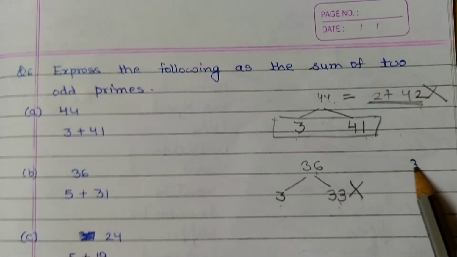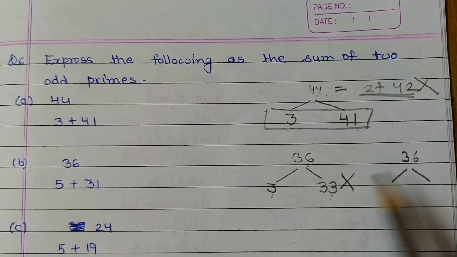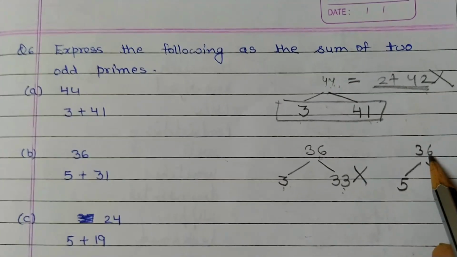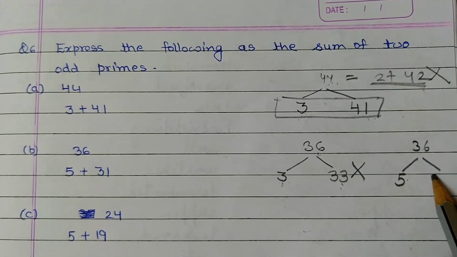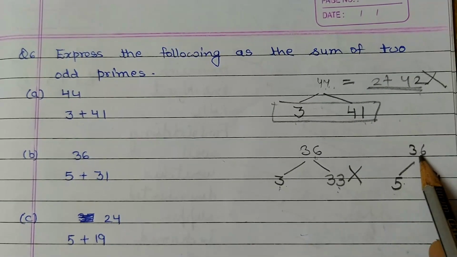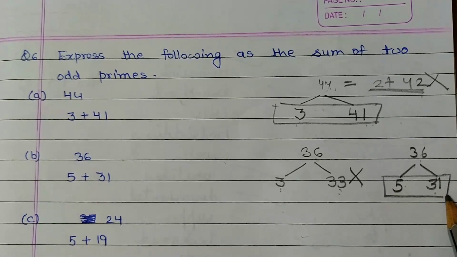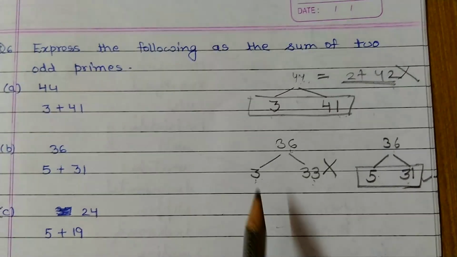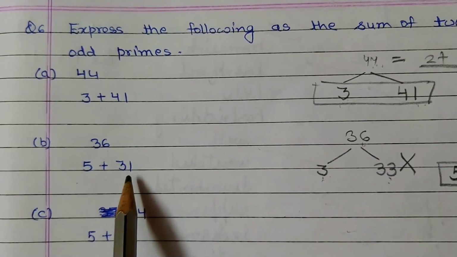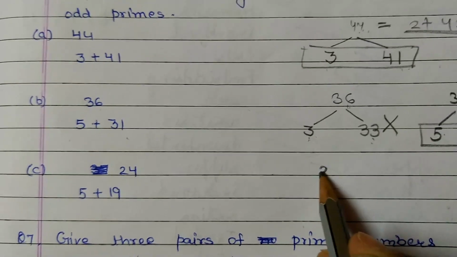So what we need to do? Move to the next. Instead of 3, take the next number, that is 5. Again use the same method. 36 minus 5 is 31. Now check. Their sum is 36 and both of them are prime numbers. So this is the correct answer. 36 can be written as 5 plus 31. Is it clear?